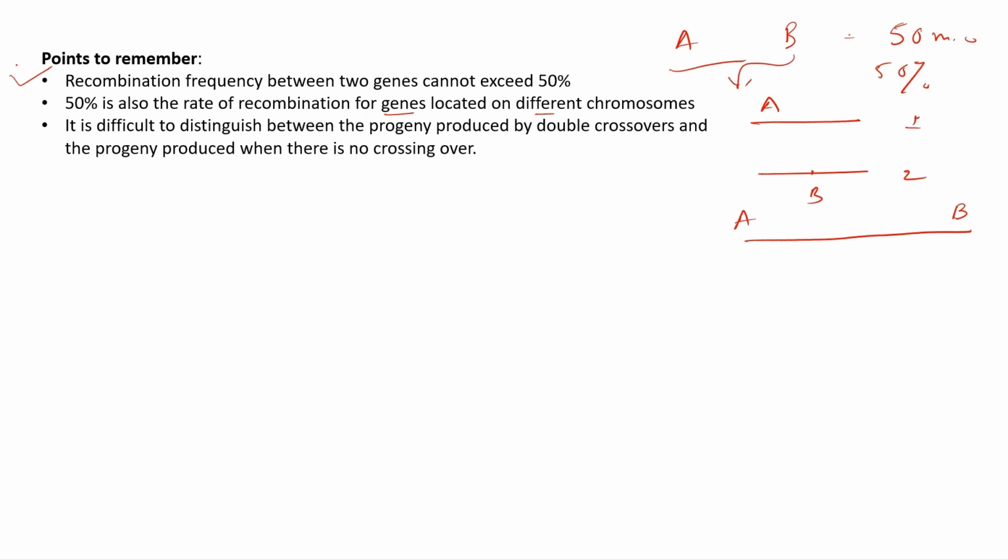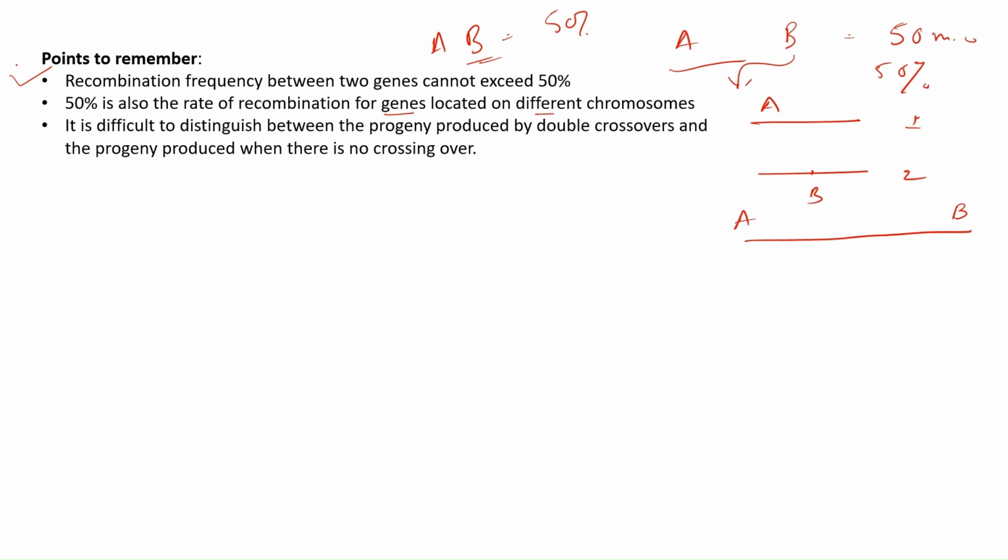If a gene pair has a recombination frequency of 50%, we can put them in different linkage groups or in different chromosomes. In one linkage group, two genes cannot have a recombination frequency equal to or more than 50%.